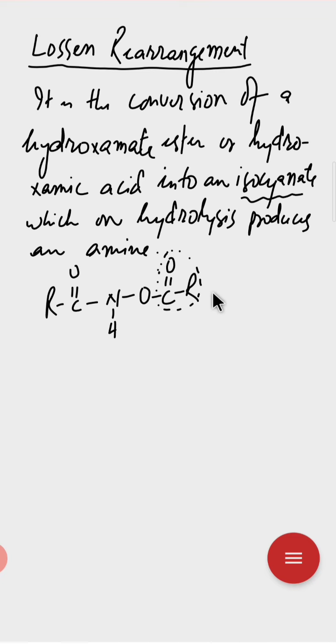And if it is this hydroxamate ester, this will be converted into what? R N double bond C double bond O. This is our isocyanate, right? This reaction also occurs in thermal condition. So we need to heat this reactant to do this rearrangement, right? Okay, let me do the mechanism. This is the mechanism.